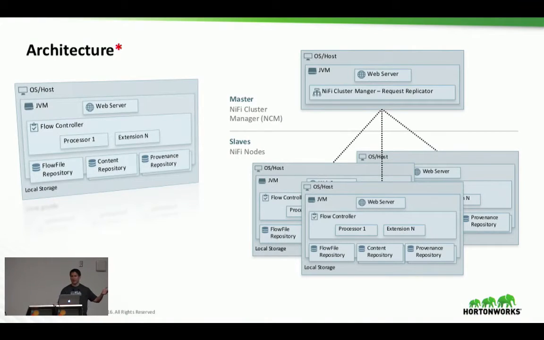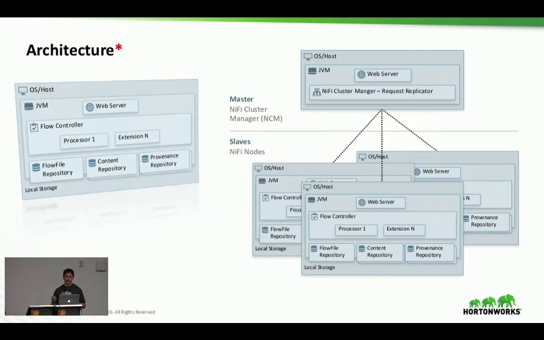This model then moves to a very simple clustered model, again, for our current architecture. At the top, you'll see that we have this master, this NiFi Cluster Manager, or NCM. You'll notice that it doesn't have that flow controller in there, and it doesn't have the repositories. Right now, this is just an orchestrator of these nodes.